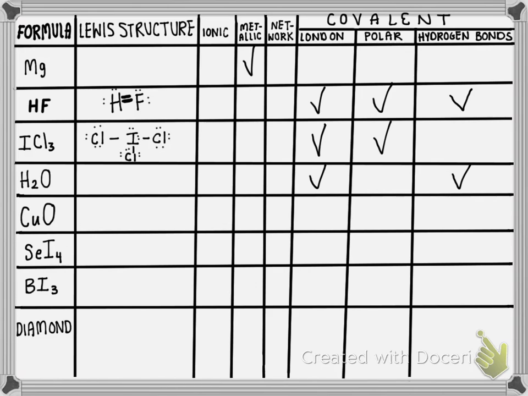So to draw the structure, we'll start off with an O in the middle, bonded to 2 H's, and have 2 lone pairs. And since the central has lone pairs, it is polar.